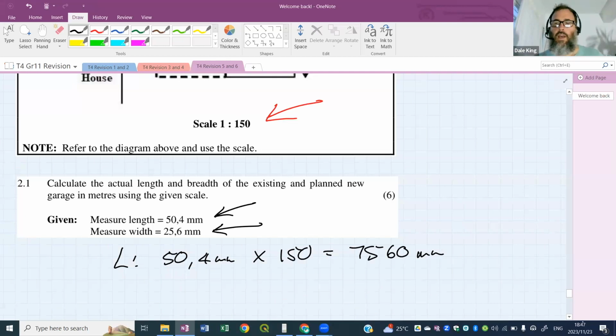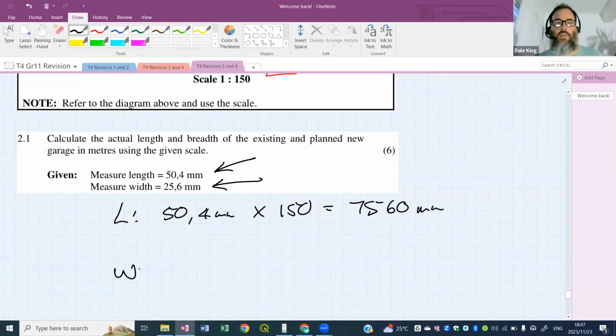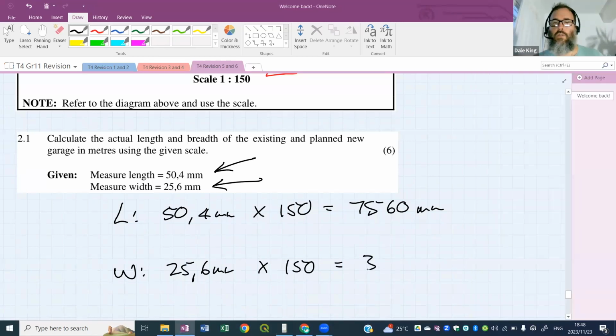All right. Let me do the breadth or the width, sorry, just underneath here. We're going to do the same thing, eh? Yes, sir. All right. 25.6 times 150, 3840. 3840 millimeters. All right. Am I done?